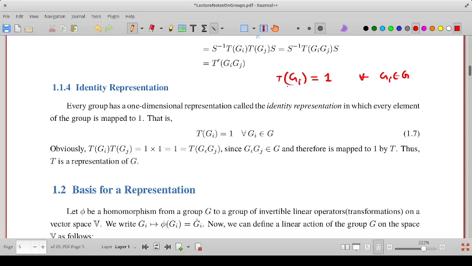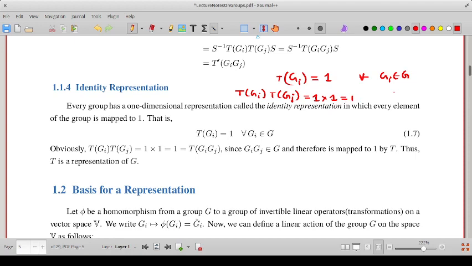And we just need to check that this mapping is a homomorphism. For that we consider two elements of the group G. Let us take Gi and Gj. Then take the product T(Gi) times T(Gj). But T(Gi) is equal to 1. T(Gj) is also equal to 1 in this mapping. And the product of those 1 and 1 is 1.